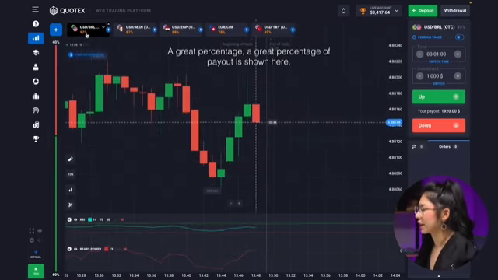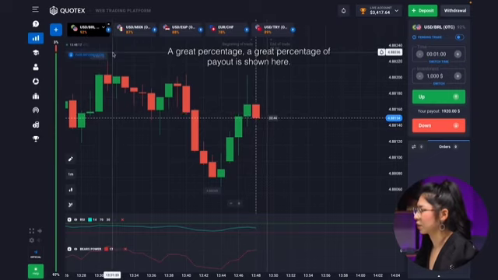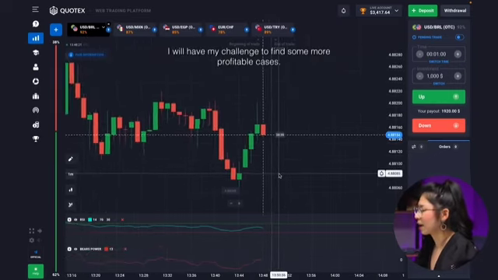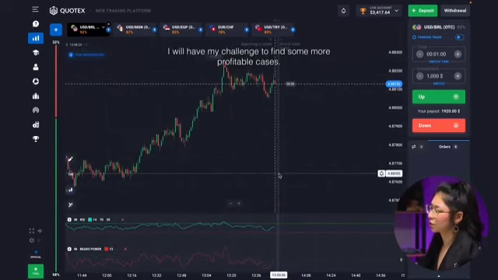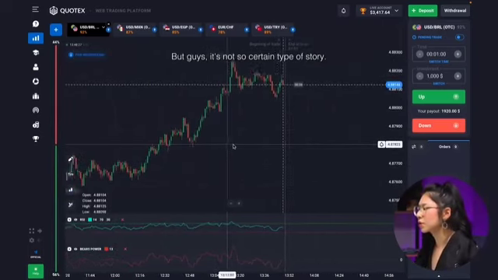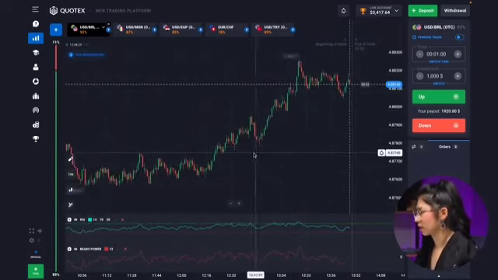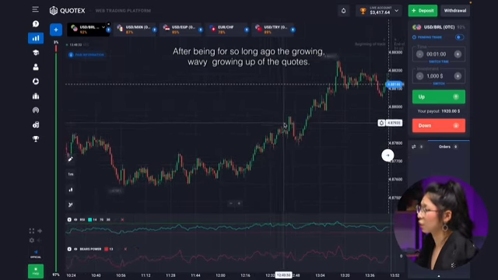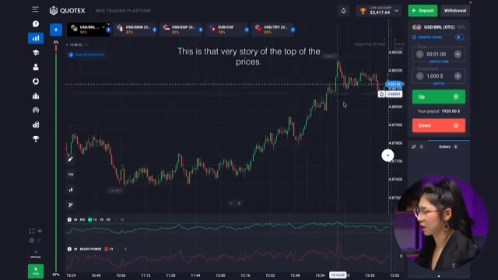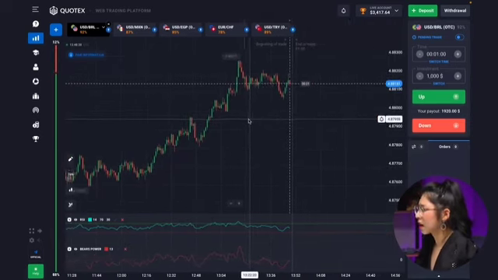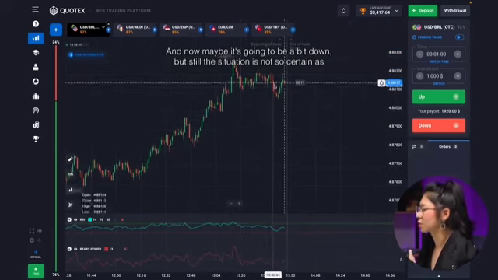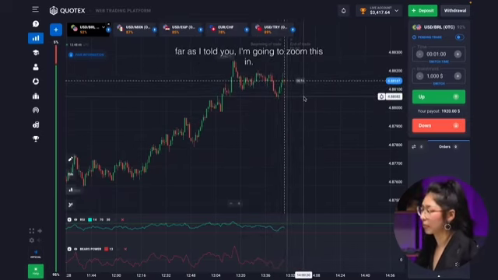So, as for me, I'm going to take the first currency ratio, United States dollar against Brazilian real. A great percentage of payout is shown here, so I will do my best. I will have a challenge to find some more profitable cases, but guys, it's not such a certain story. After growing quotes for so long, this is the very top of the prices. Now maybe it's going to be a bit down, but still the situation is not so certain, as I told you.